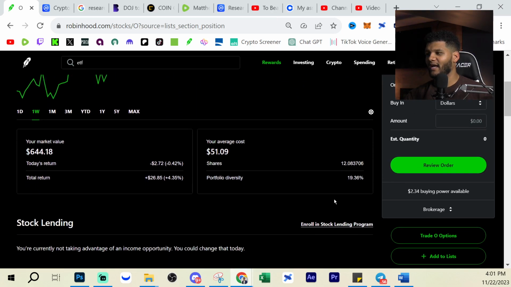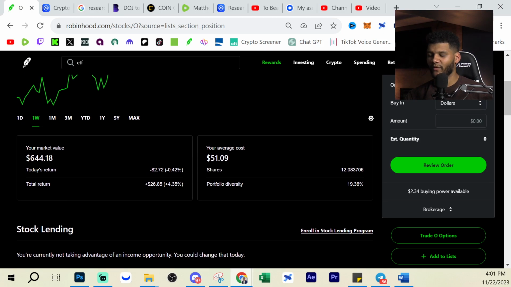Currently, I have $644.18, which is 19% of my portfolio. So I plan on getting a lot more, and I plan for this to be somewhere around 25% of my portfolio, because I feel like Realty Income is that play for everyone, that dividend play for absolutely everybody. But it will be around that level.